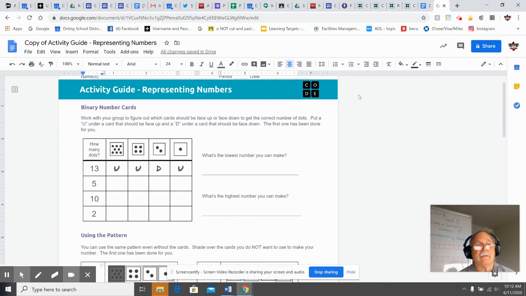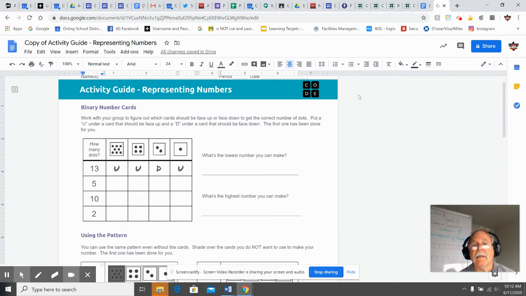Okay, so the first part of our activity guide, binary number cards. Work with your partner, and in this case, you're working by yourself, because if you're watching the video, it means that we are not together. Work with your group to figure out which cards should be face up or face down to get the correct number of dots. Put a U under a card that should be face up and a D under a card that should be face down.